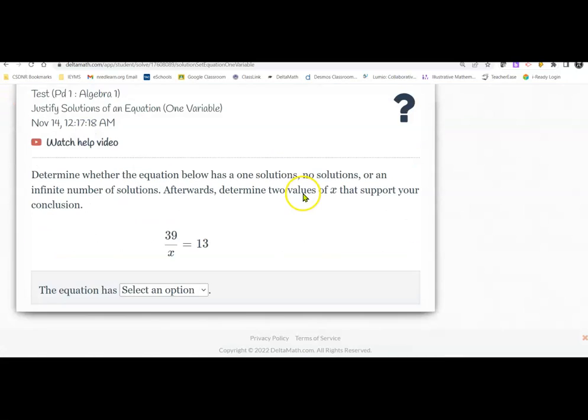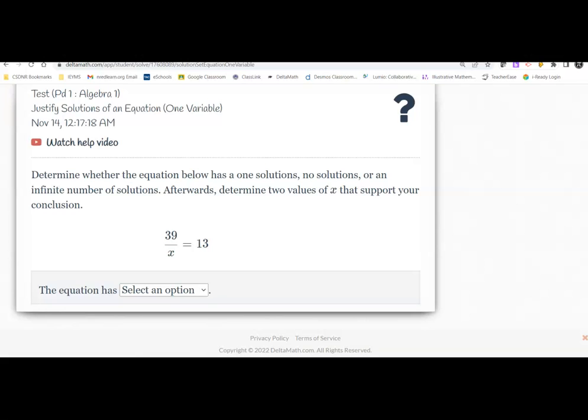All right, let's take a look at another problem. I've got to do some math here. Again, I'm going to multiply both sides by x, and that would give me 39 is equal to 3x. Divide both sides by 3, and I'm going to get 13 is equal to x.